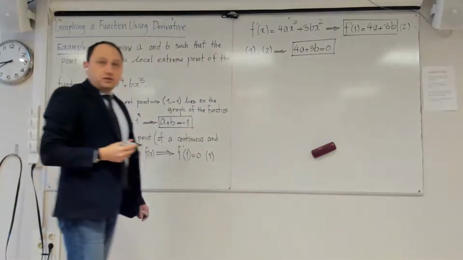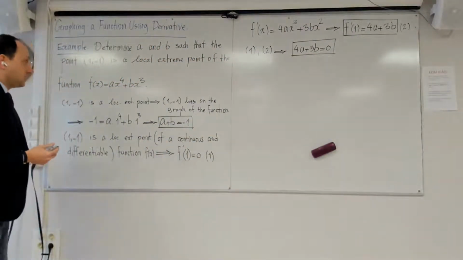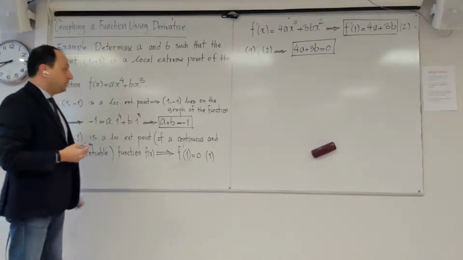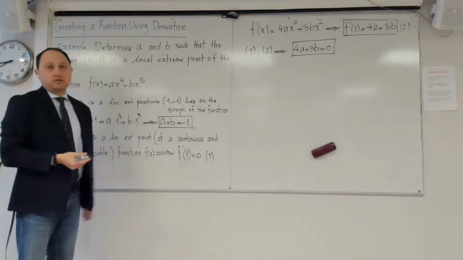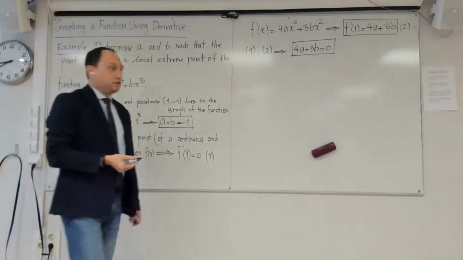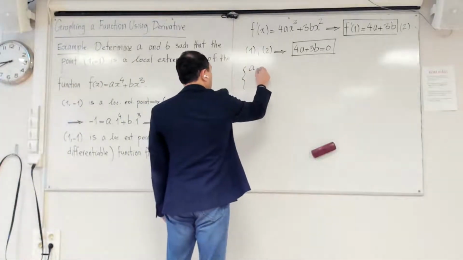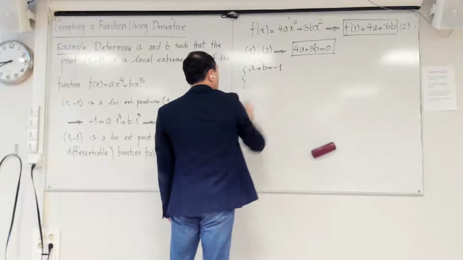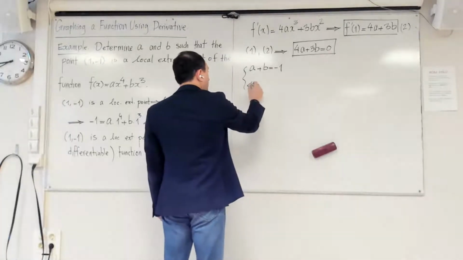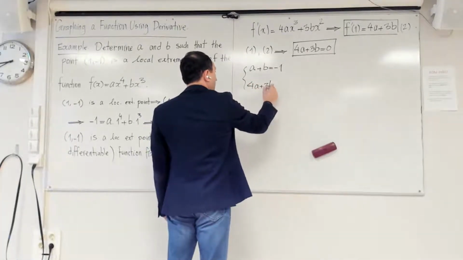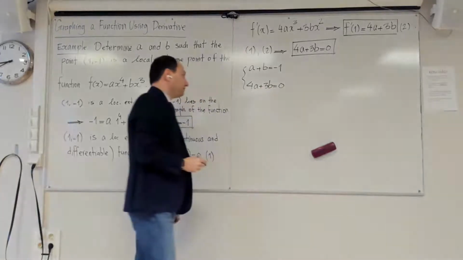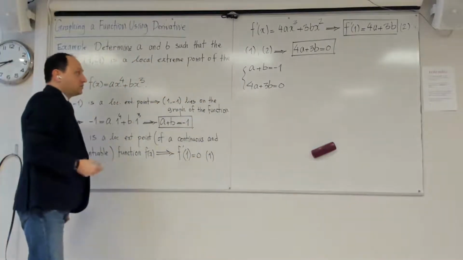So, and then everything hopefully is in order, yes? I have two unknowns, a and b, and now I have two pieces of information. In principle, this is a very elementary problem now. So I will set up a system of equations: a plus b is equal to negative 1, and 4a plus 3b is equal to 0. And I have to solve this system.